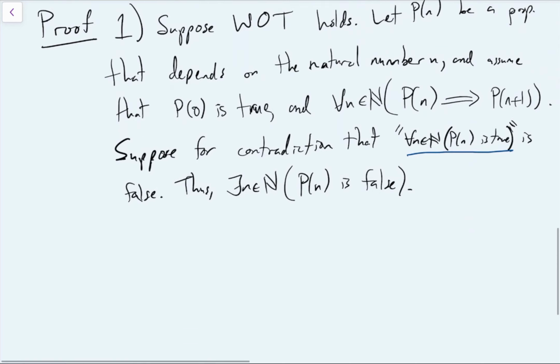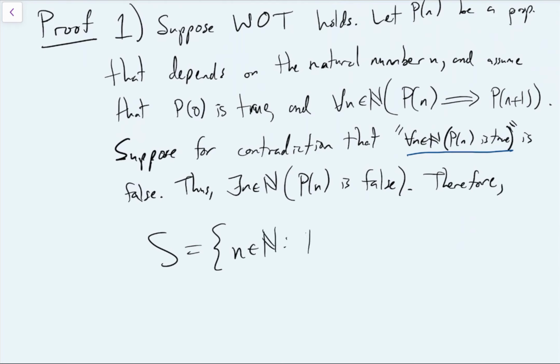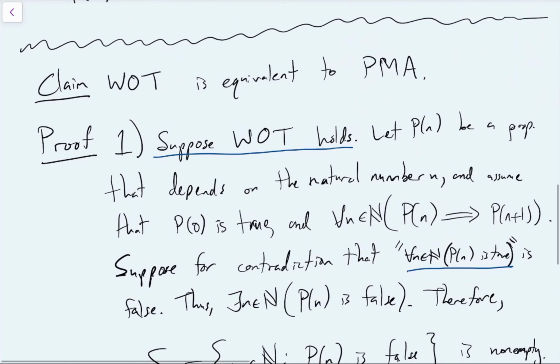And what that means is that the set, let's call this set S, the set of natural numbers n such that P of n is false, this set is non-empty. All right. So now, remember that I've supposed from the very beginning that the well-ordering theorem holds, because I'm trying to prove the equivalence of these two things. I started by supposing this is true, and I'm going to deduce by this that this is true. And then we'll go in the other direction.